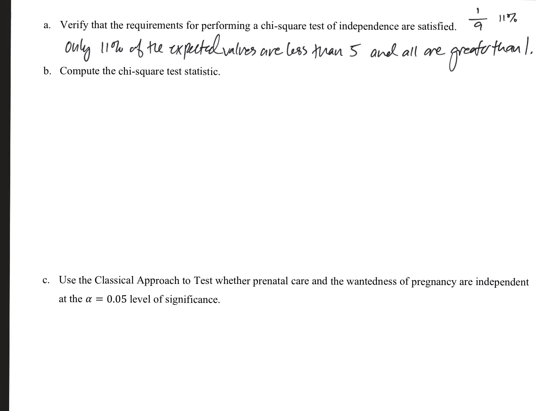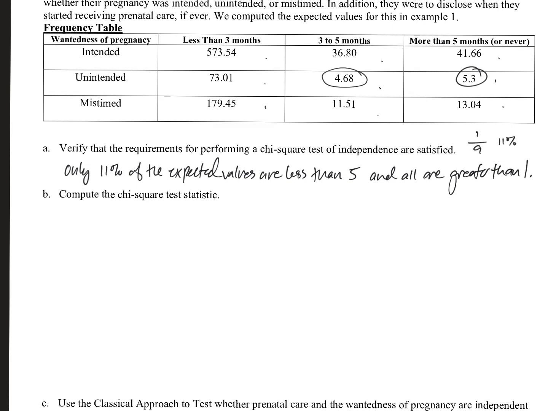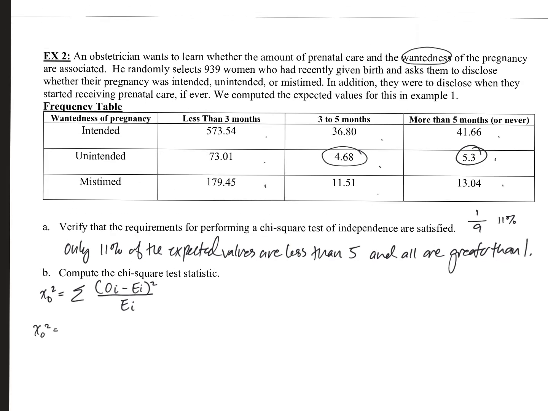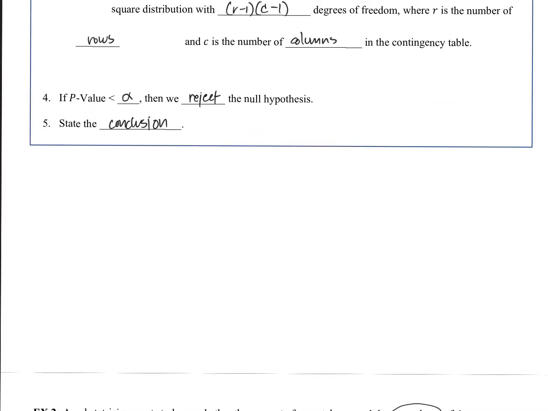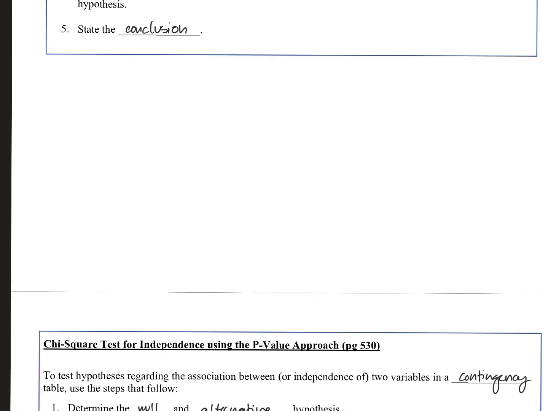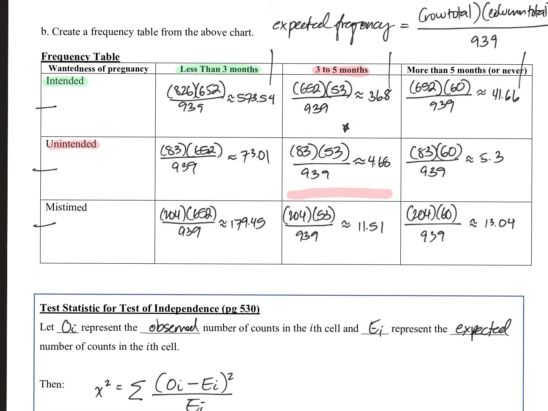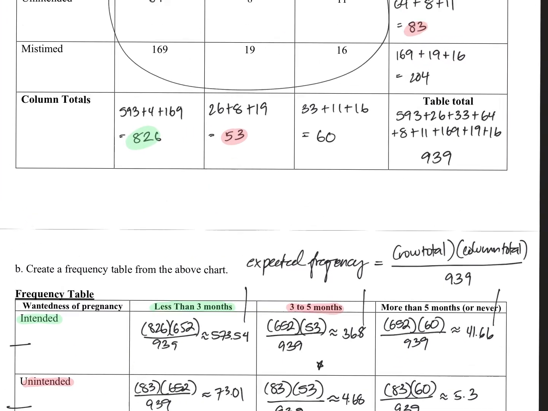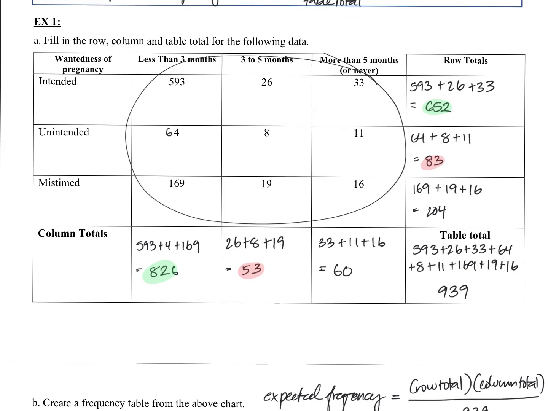So now we're going to go ahead and compute the chi-square test statistic. Once again, the chi-square test statistic is equal to the sum of our observed values minus our expected frequencies, squared, divided by our expected frequencies. So what do we have in our table? Well, for the intended and less than 3 months, what was our expected frequency for that? Let's head back to the chart up here. The expected frequency, all the way back here, was 593. Okay, so we'll go ahead and write that down.